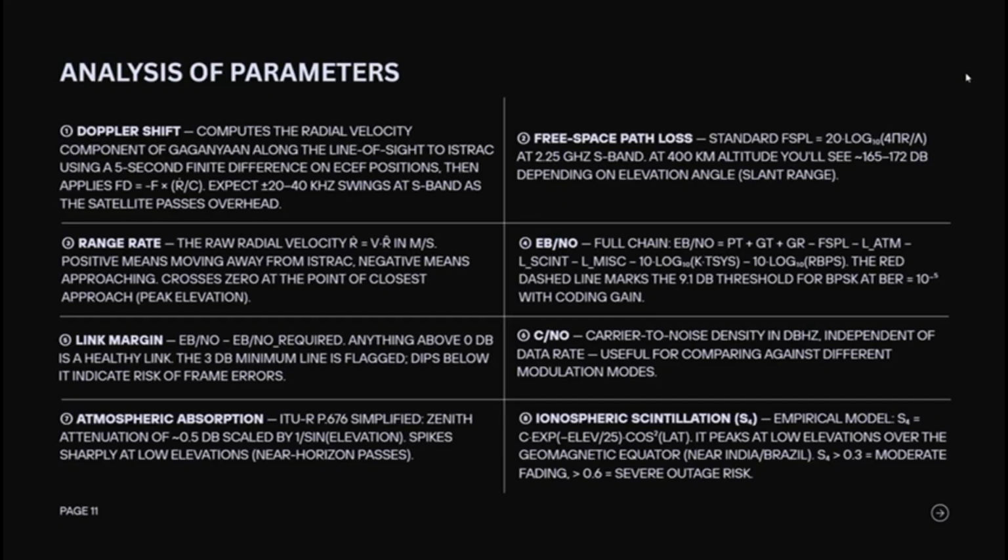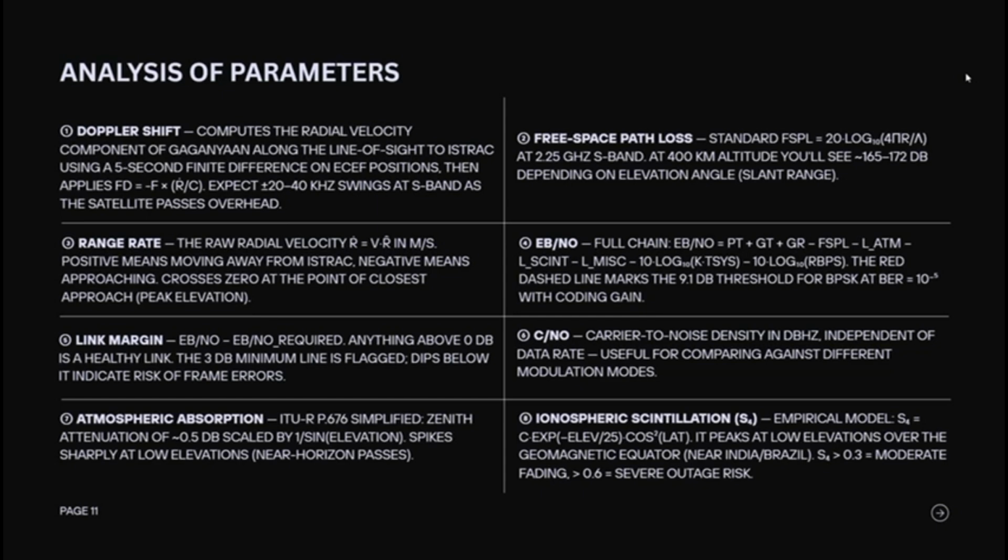And next is free space path loss, which is basically the weakening of the signal as it travels through space. As the distance between the satellite and ground station increases, the signal spreads out and becomes weaker. So we analyzed how Gaganyaan experiences signal loss during the communication and why higher antenna gain or transmission power becomes important. We also studied range rate, which tells how fast the distance between two communicating objects changes. This is important because it directly affects Doppler shift and also helps in accurate satellite tracking.